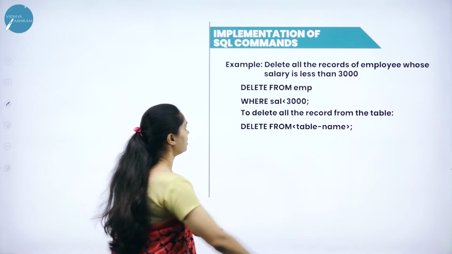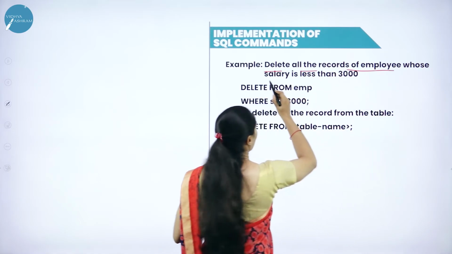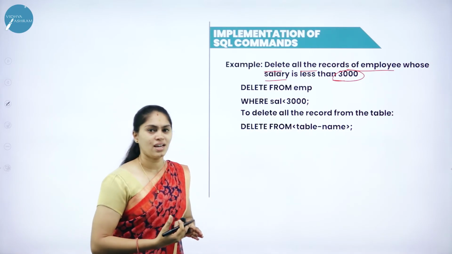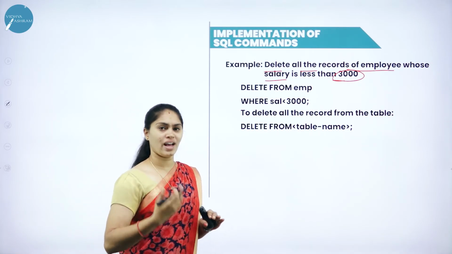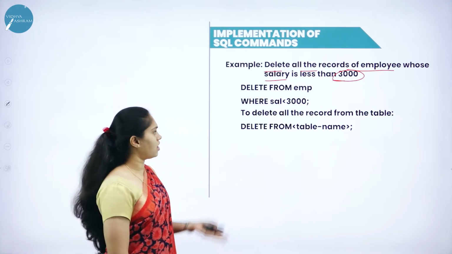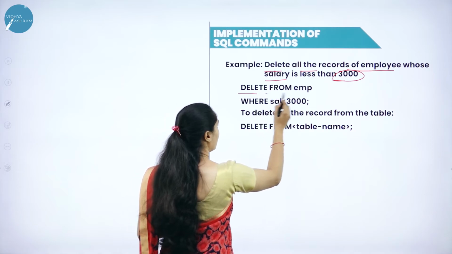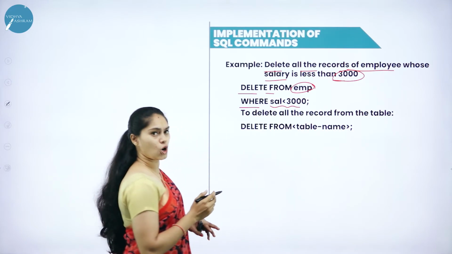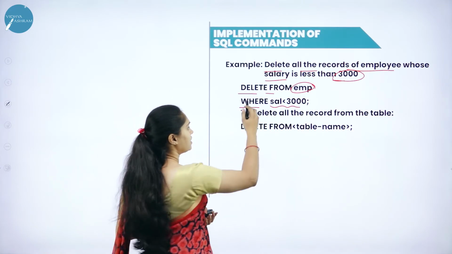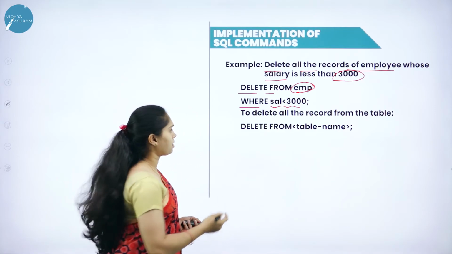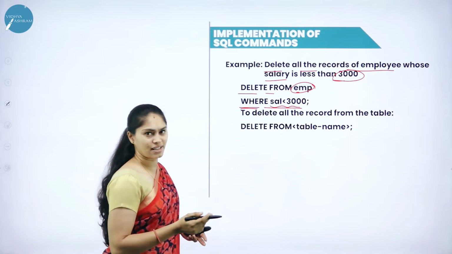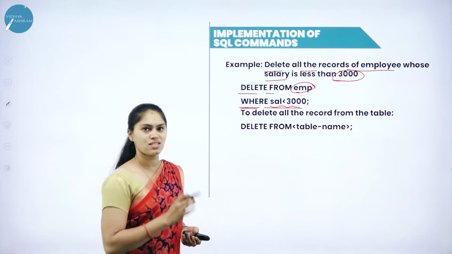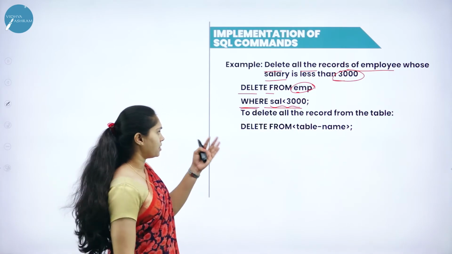We'll see the example here. Delete all the records of employee whose salary is lesser than 3,000. So consider we have an employee table called EMP and I wanted to delete all the rows where their salary is lesser than 3,000. How are we going to write the command for that? Delete from EMP, EMP is a table name, where salary is lesser than 3,000. So all the rows whose salary is lesser than 3,000, all the records or all the tuples are going to be deleted from this employee table.